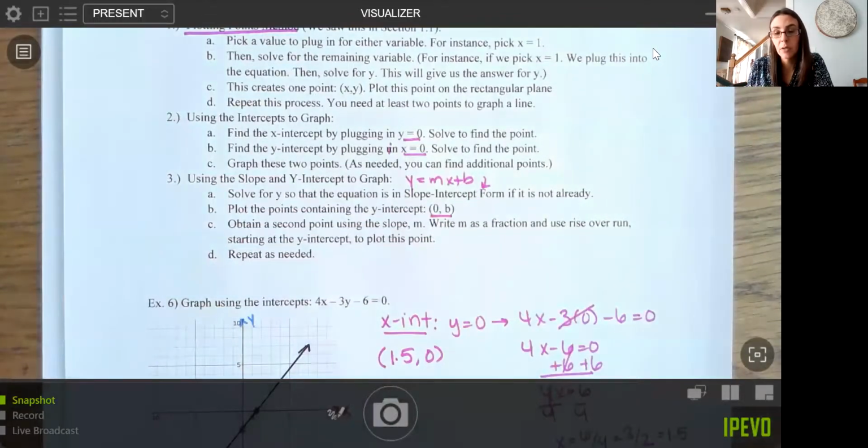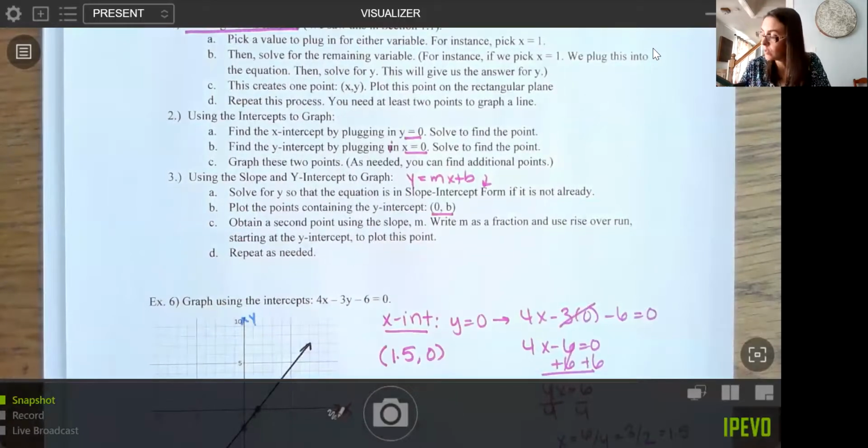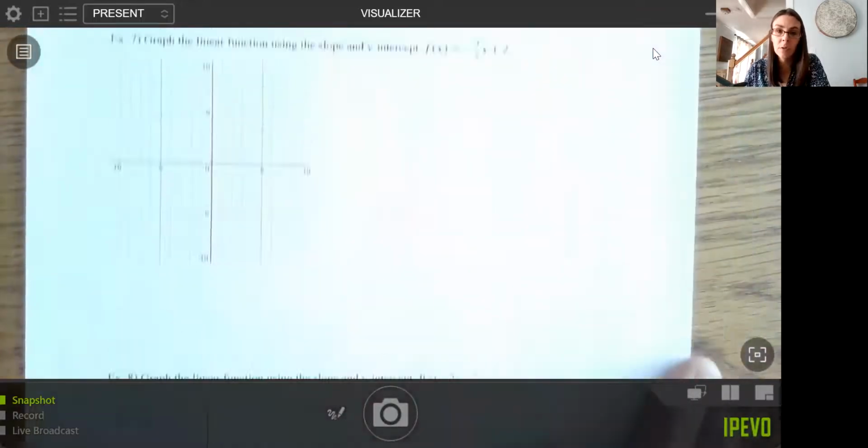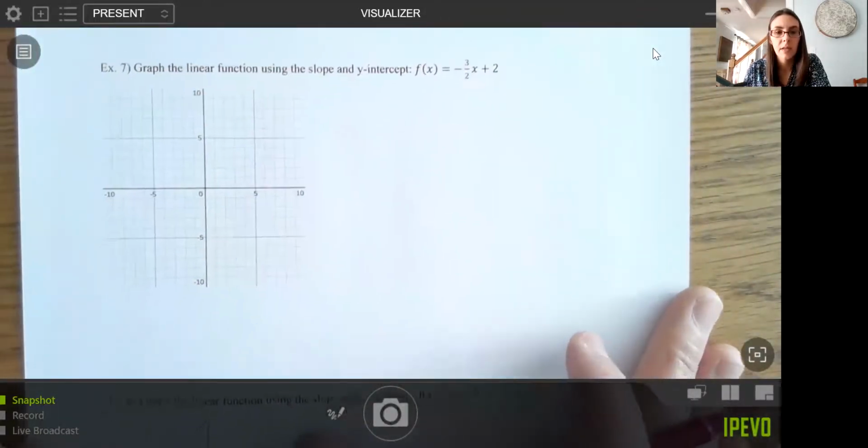Now your second point you use by counting with the slope. And you want to remember to use rise over run. So that numerator is that vertical change and that denominator is a horizontal change. And you're going to use that starting from the intercept to find your next point. And you can repeat that as needed. So let me show you how that works. And I think it'll make a little bit more sense. I have 2 examples here. All right, so here's the first one.